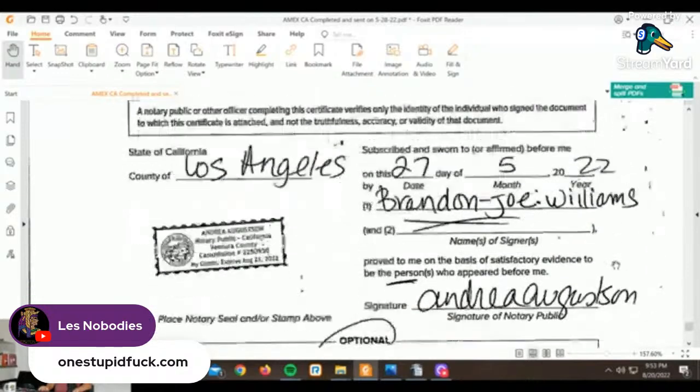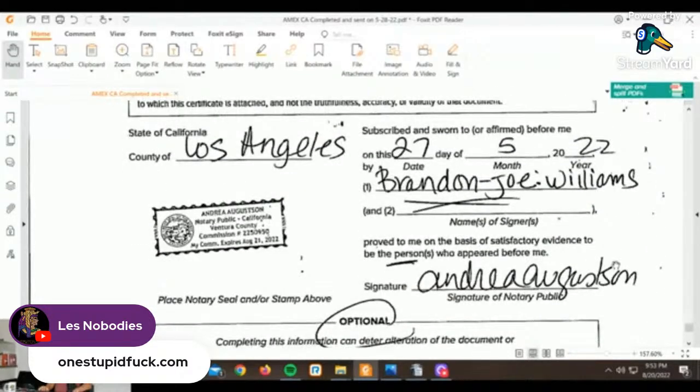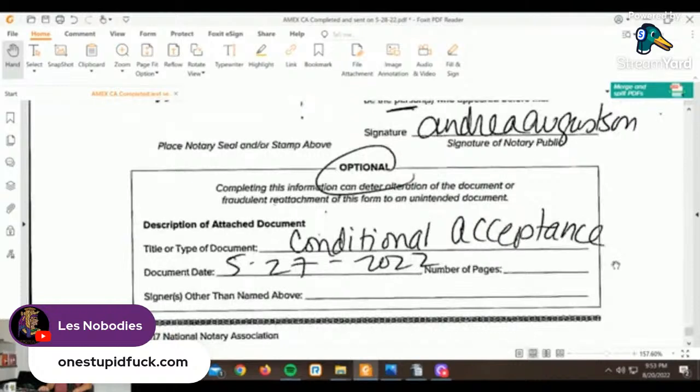And here is the notary's information. And then here's an optional section. And this is the description of attached document.